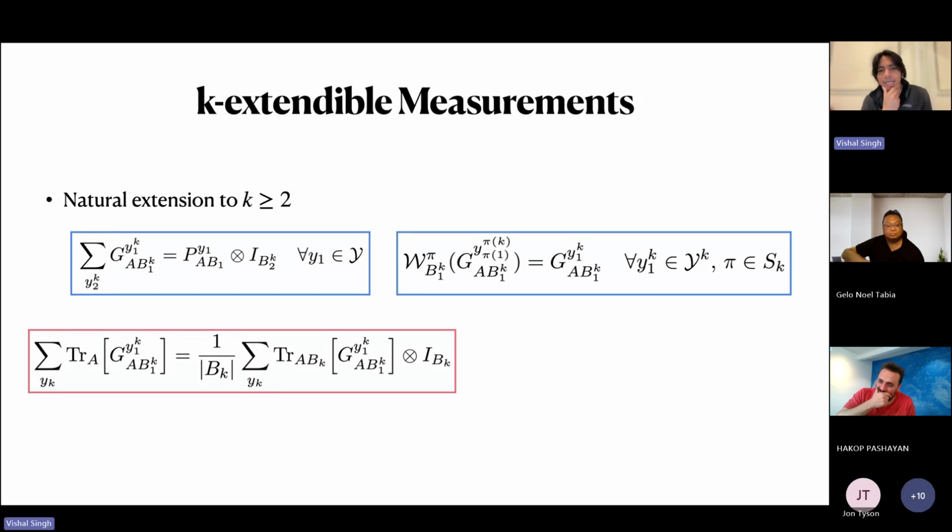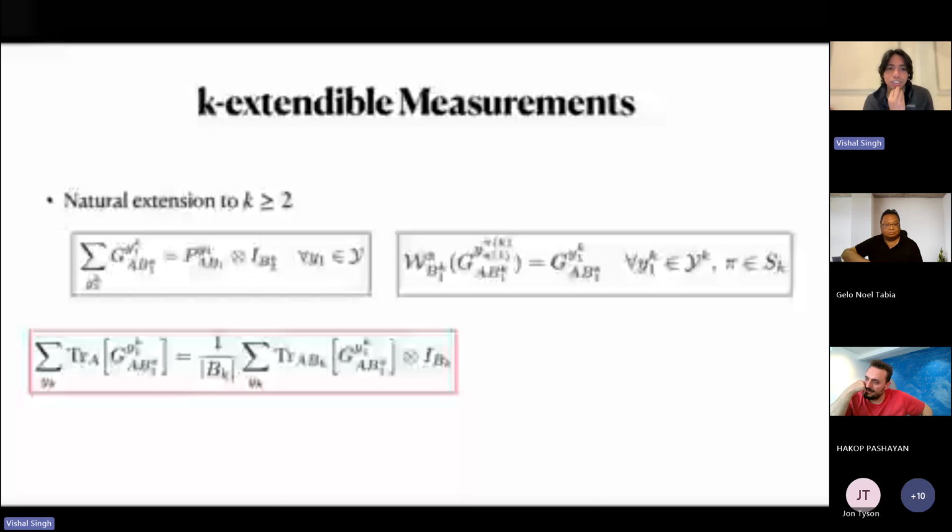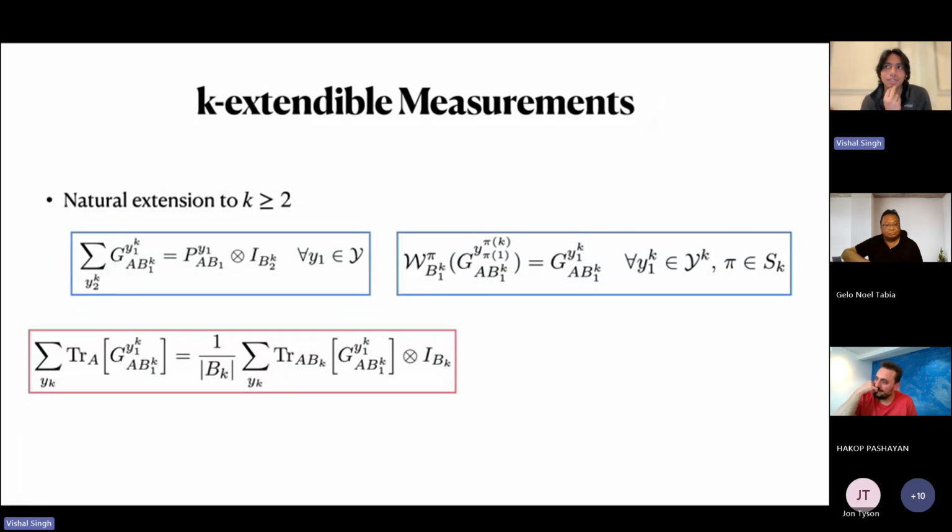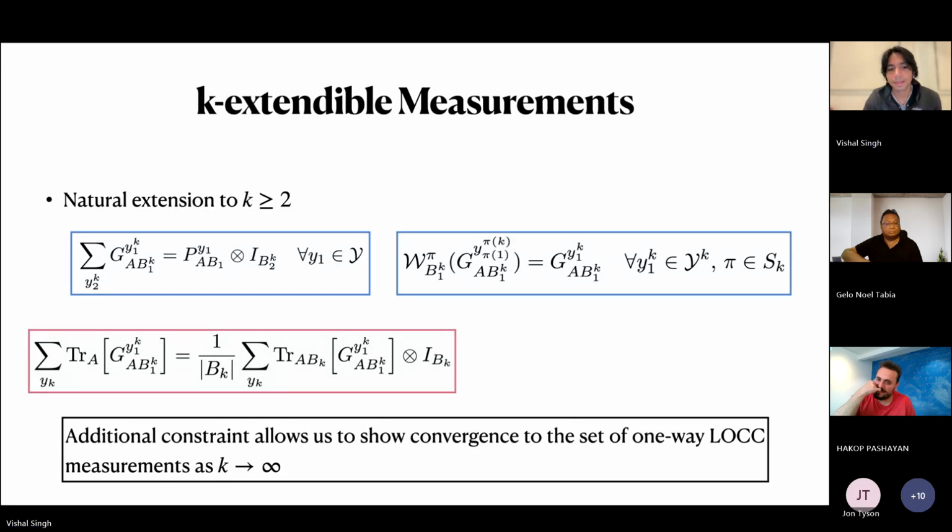So, it can be a question if this condition is actually needed. Mathematically, it's useful in showing the convergence, but physically, it does not look like it gives you any further intuition, right? You can wonder if the first two conditions are enough. So that one might consider still an open problem. Are the first two conditions enough, even in the case of channels, to show that the set of k-extendable channels converges to the set of one-way LOCC channels? So yeah, the additional constraint is just to show the convergence to the set of one-way LOCC measurements.